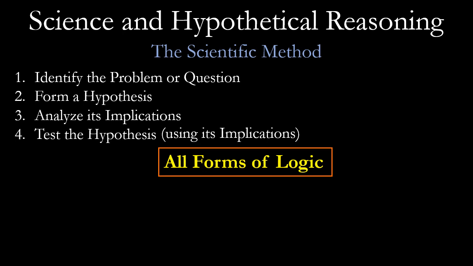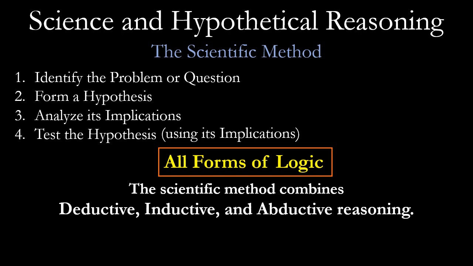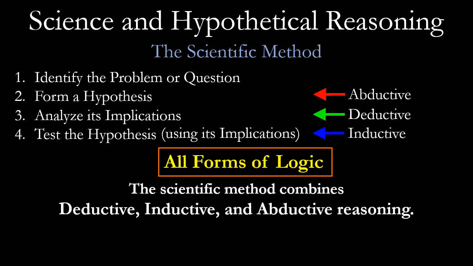Notice the scientific method deploys all the forms of logic that we had discussed. It combines deductive, inductive, and abductive reasoning. The way it does that, forming a hypothesis is an abductive process of reasoning. We are saying, well, maybe this is the case. Maybe this explains what we are seeing. And then when we analyze its implications, we're using a little bit of deduction. We're trying to figure out whether any possible experiment we might form would be valid. Is it actually going to tell us what we want to know, in a sense? And of course, when we test it, we are using inductive reasoning. We are gathering data. We are gathering evidence.